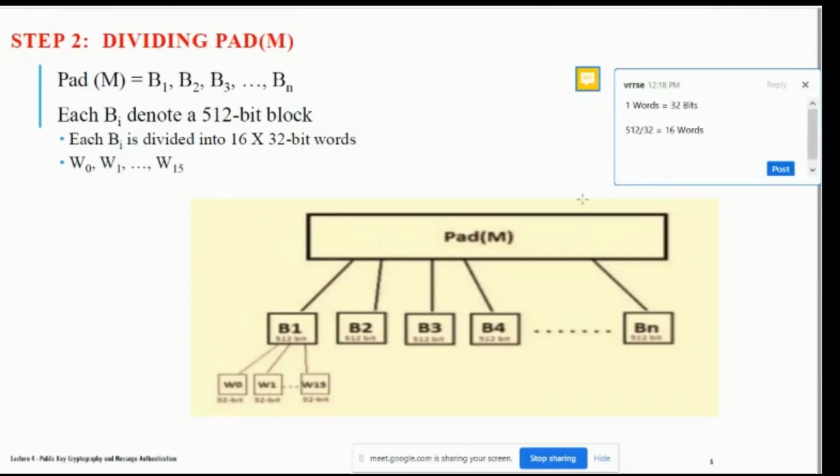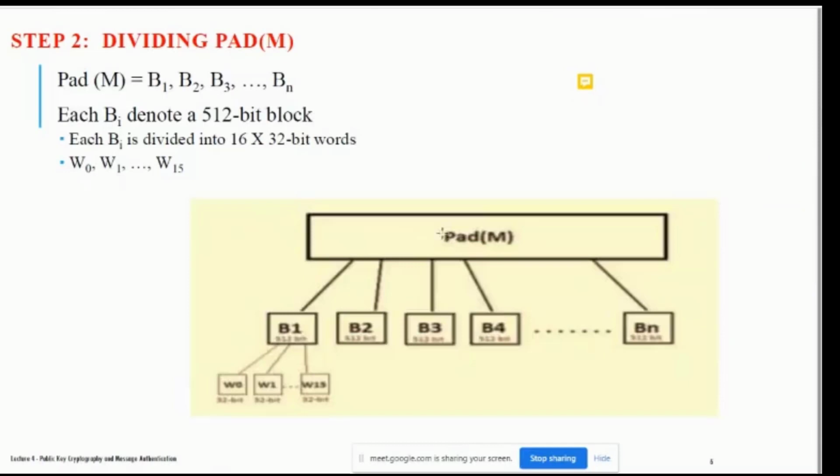Now you can see the diagram here. This is your block of 512, and I'm going to divide this block into 16 words. Actually, this is the total message: block 1, block 2, block 3, block 4. Each block is 512 bits. The complete message has many 512 bit blocks.